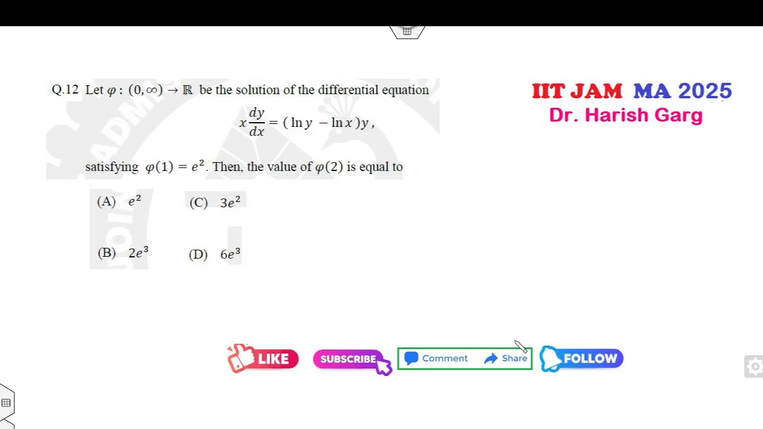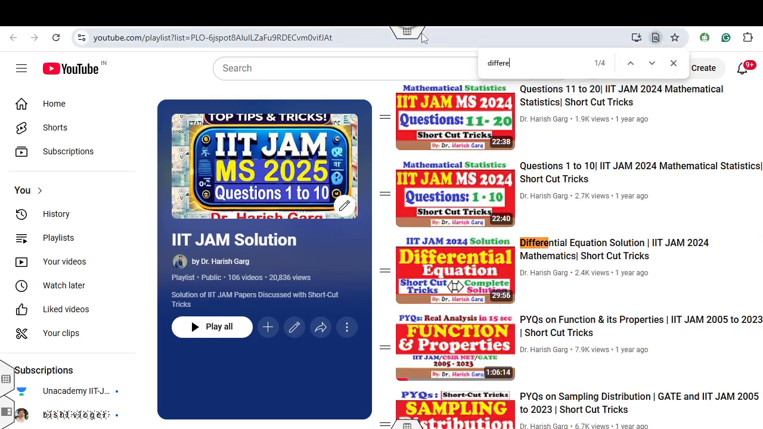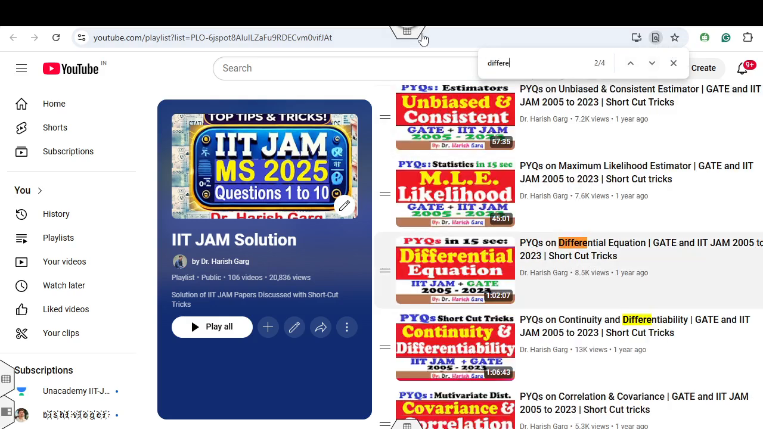Okay. Look at the second one. It is related to a differential equation, how you can solve and get the solution. It's a very simple question. You can get the answer within 15 seconds or a maximum of 20 seconds if you have already watched my lecture on differential equations. PYQ of the differential equation, you will get the solutions in a very simple manner.